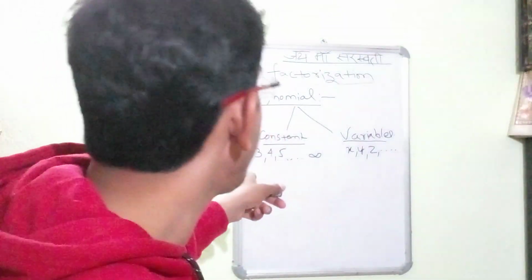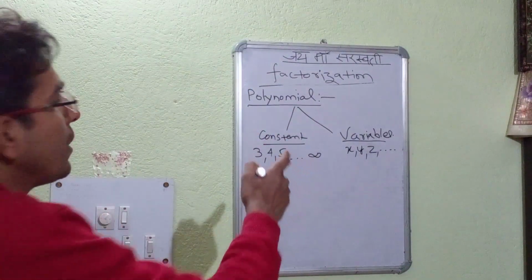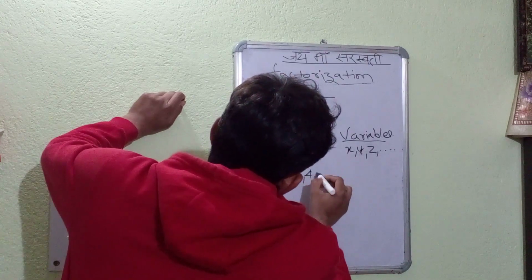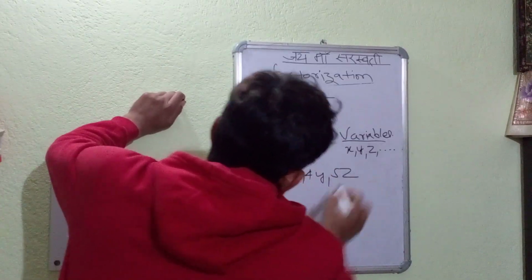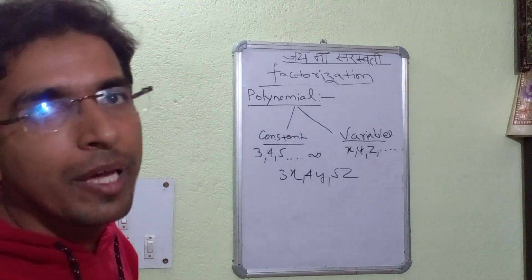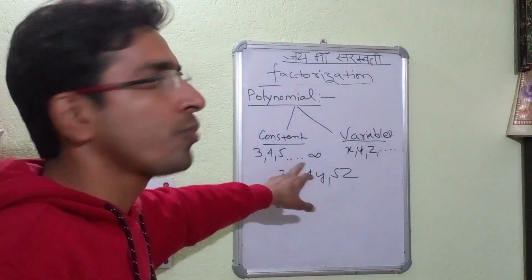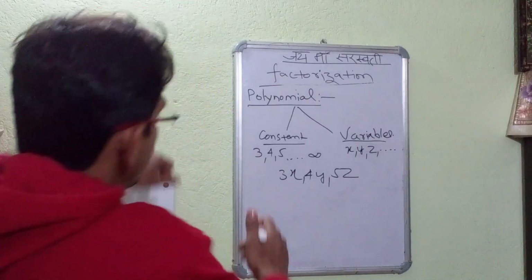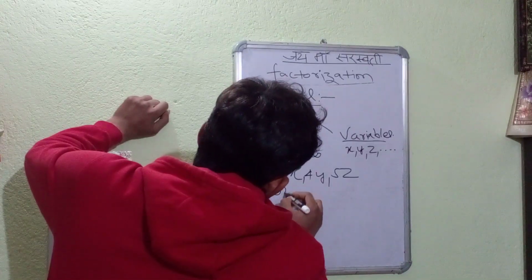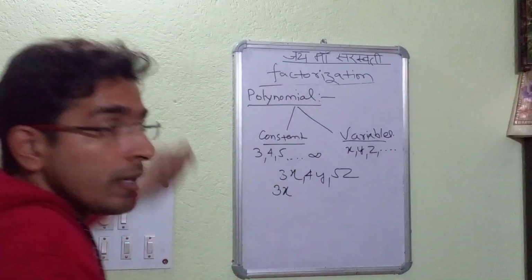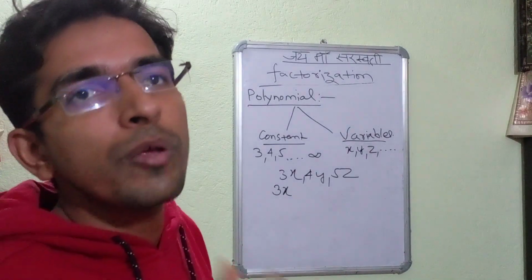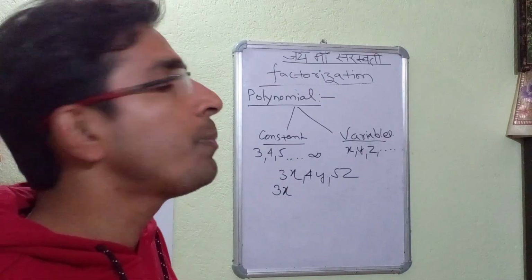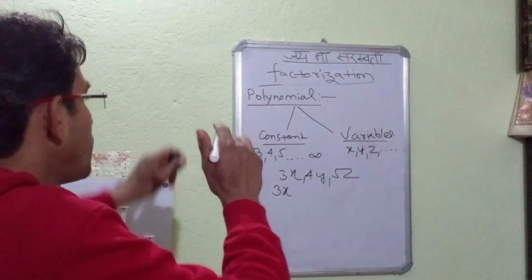If we are multiplying the constant with a variable, so 3x, 4y, 5z, these all are polynomials having 1 degree, that is their power is 1: x to the power 1, y to the power 1, z to the power 1. Suppose we are adding or subtracting, using different mathematical operations in order to define a particular expression, that is also a polynomial.